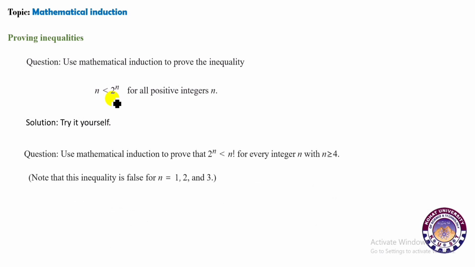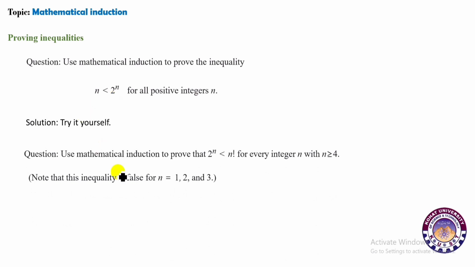Next, we are going to prove some inequalities. The first inequality is: show that n is less than 2 raised to the power n for all positive integers n. Here in the basic step, you should start from n equal to 1. But it is not difficult to prove this inequality by using the mathematical induction technique. Therefore, we skip it here and it is left as homework for the students.